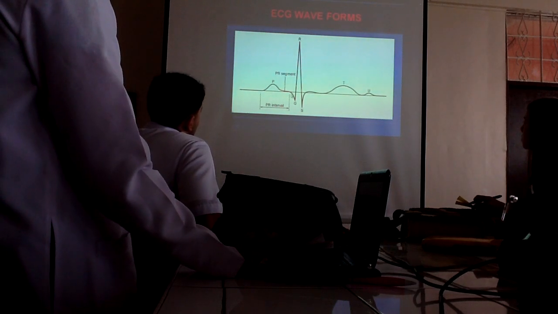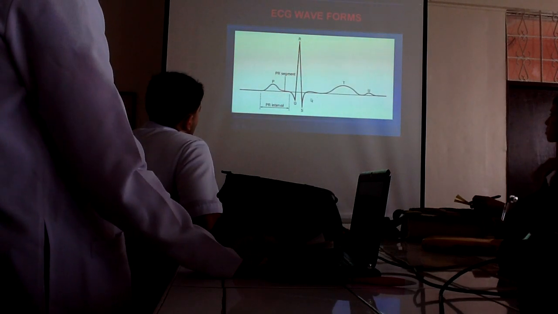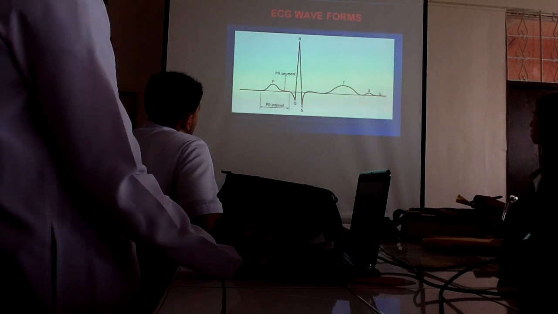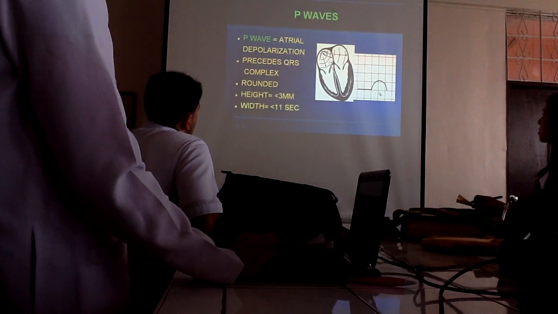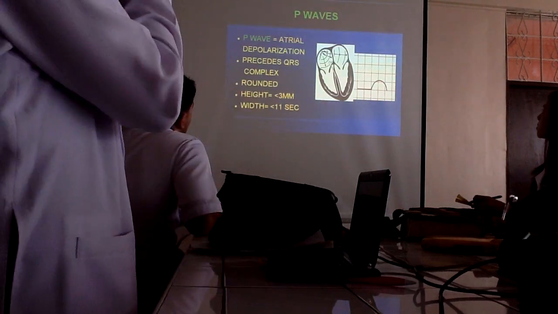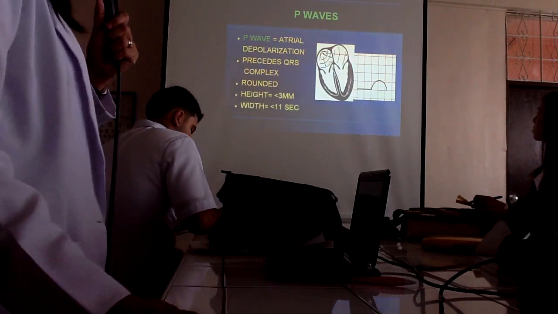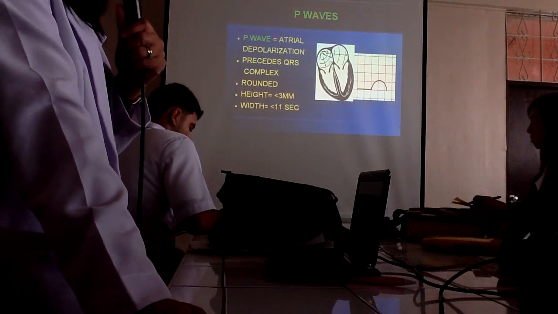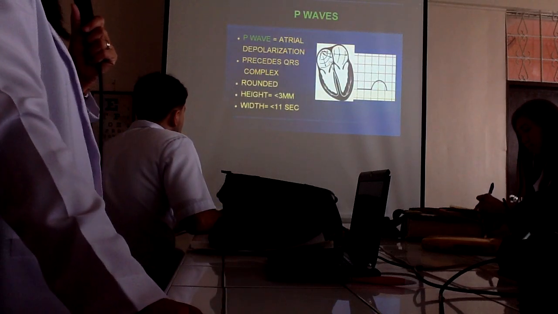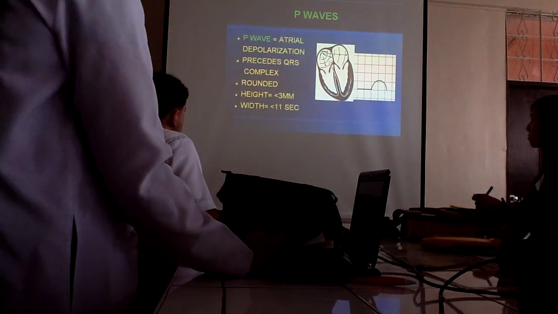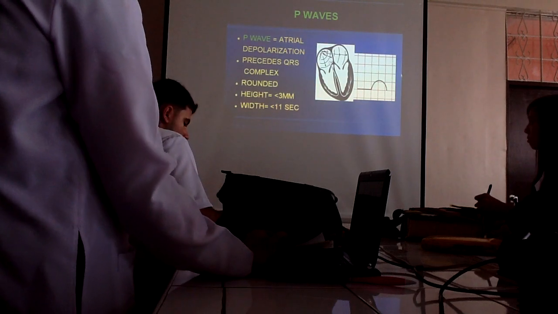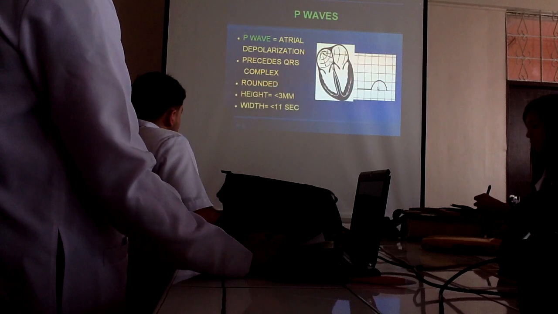This is your ST segment, this is your Q or S, and this is your T, and then your U. P waves are known as your atrial depolarization. It precedes your QRS complex. Okay, it means it happens before your QRS. It's rounded and approximately 3 millimeters in height, and the width is about 11 seconds.